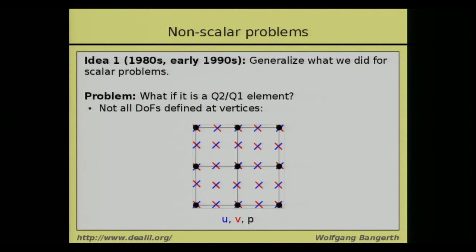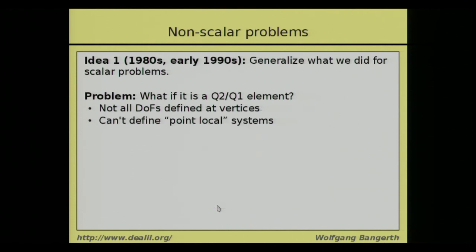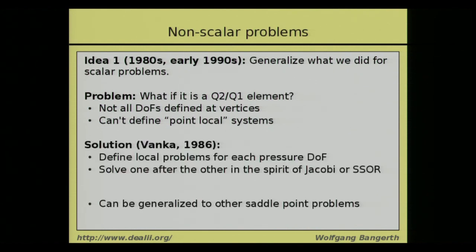Okay, so in a case like this, it is not immediately clear anymore what it actually means to define a point solver, because the points are not all the same. In a point solver, I would want to do the same operation at every point, or at every node, but here I have certain things happening at the vertices, and then I have other things happening at these nodes here where there's no pressure defined. So I can't define point systems. I can't come up with the equivalent of a block Jacobi, for example.